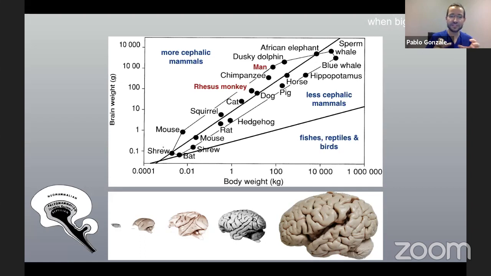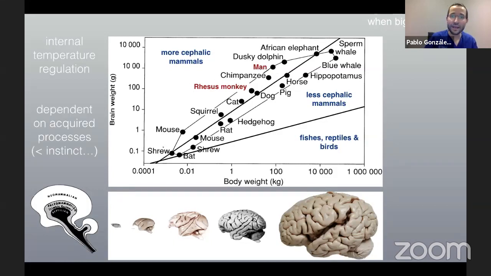And there was a point in which, due to the limited intracranial space, we had to develop this sulcogyral pattern. So you can see in this graph we have more cephalic and less cephalic mammals, and fishes and reptiles are very less cephalic animals. You can even see how man is located almost at the tip of this graph. So here we have the man, and let's have a look at and compare our brains with the rhesus monkeys. Why are we more cephalic animals?